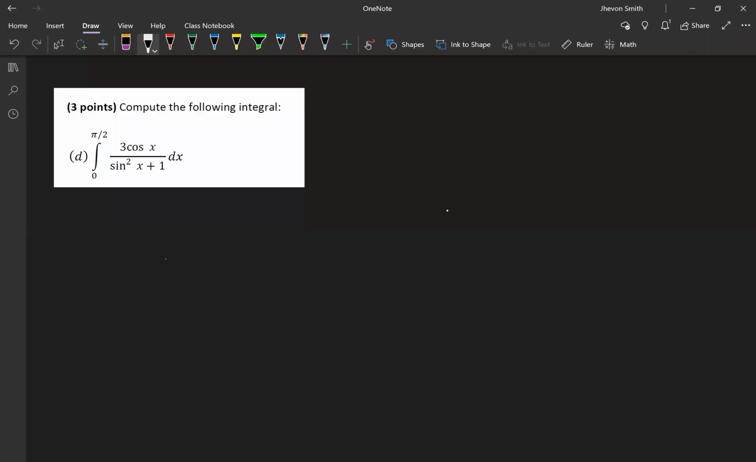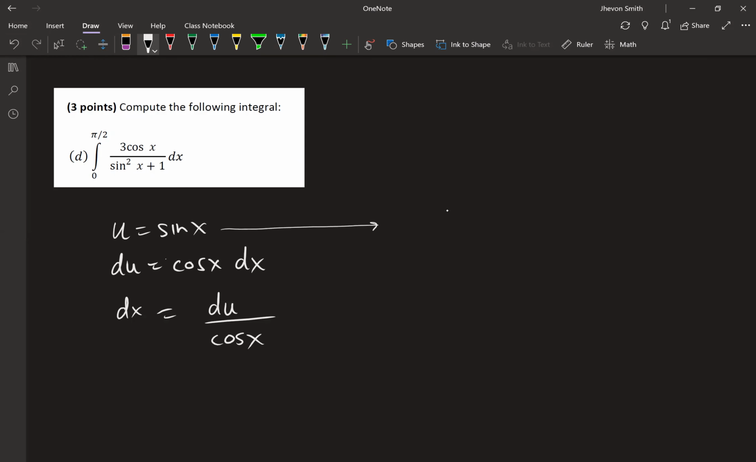You could do u substitution. Yeah, what did you substitute? Sine x. Yeah, u equals sine x. Your du would be cosine x dx. And so you would have your dx is equal to du over cosine x. Also, I could probably just change the limits here.